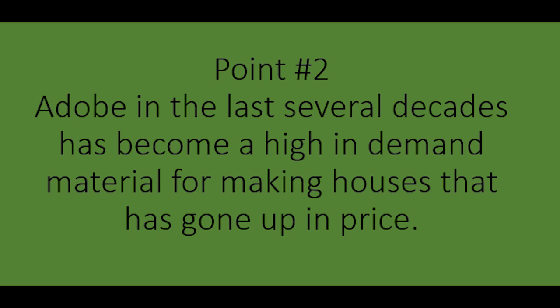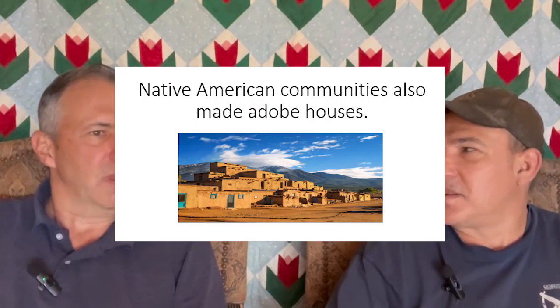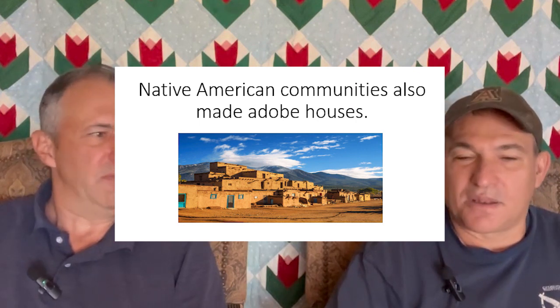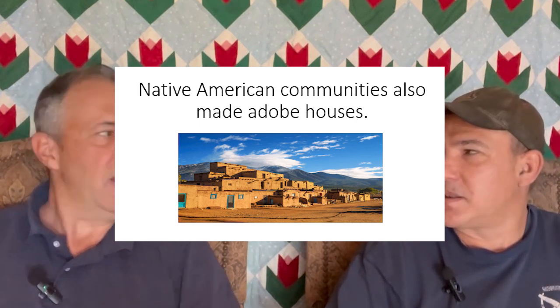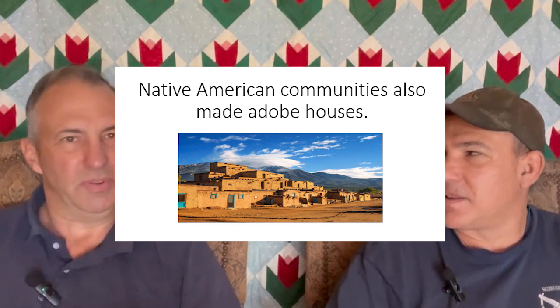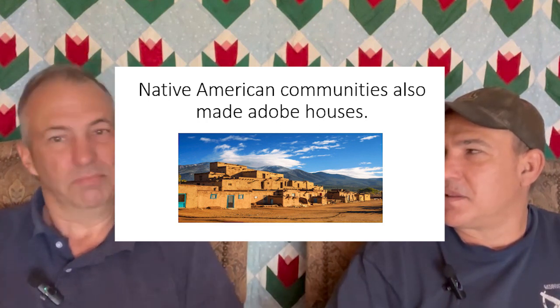Point number 2. Adobe in the last several decades has become a high in demand material for making houses that has gone up in price. With a certain kind of block or brick, it's called adobe brick. They have a lot of houses that have that. Adobe comes from a long time ago, when the Native Americans made adobe blocks out of mud, out of dirt, and they built things with it, made walls out of them and forms and stuff.